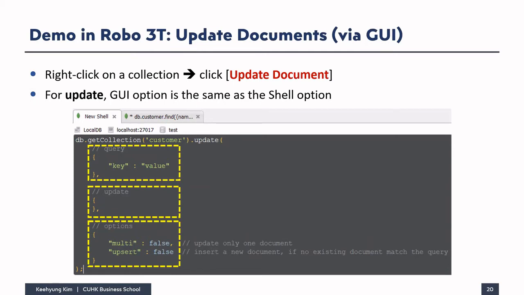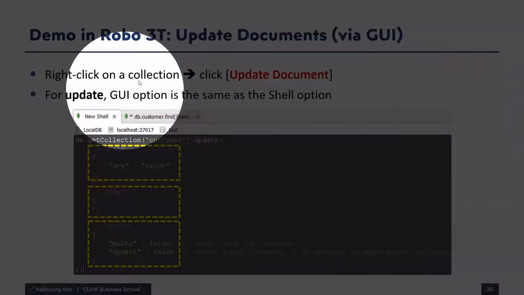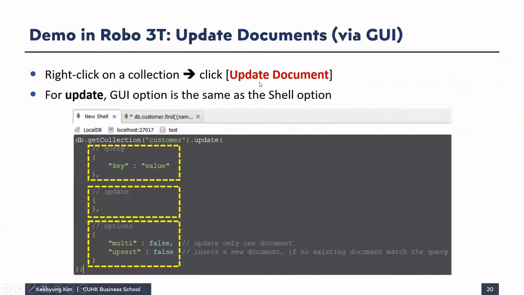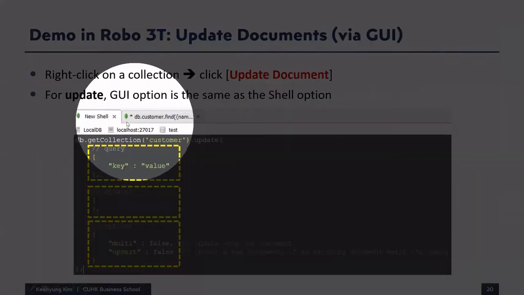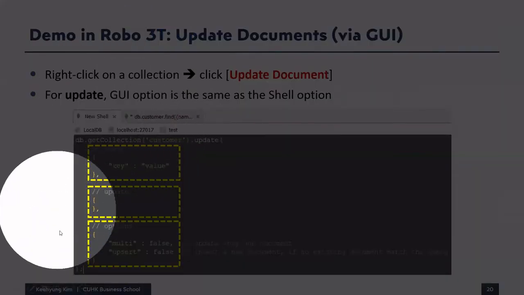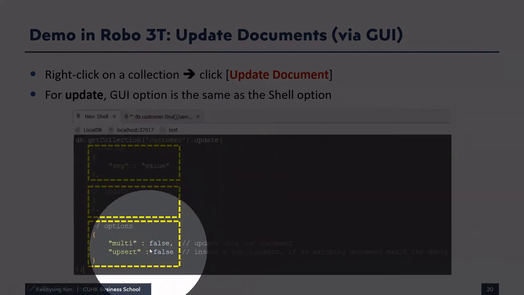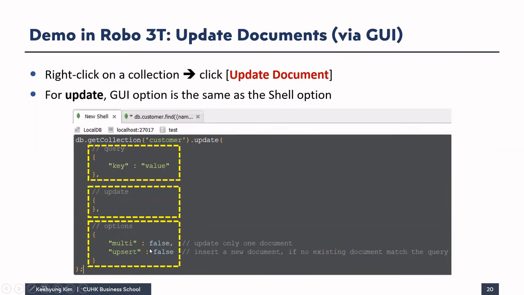The next operation is update. For updating, you can follow this way. If you want to update a certain document inside a certain collection, you can right click on the collection first and choose the option update document. Then Robo3T will prepare this code, so you can change the value inside this code to make the update work.